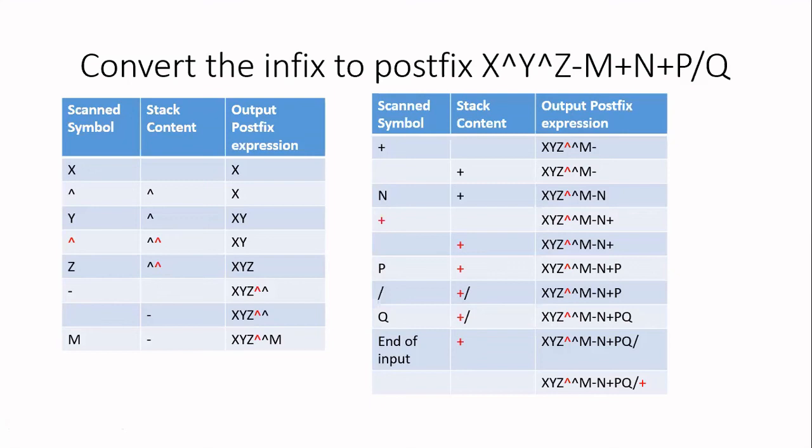So now I have to pop the red exponentiation first. That I will write at the output. Then I will pop the black exponentiation. I will write it at the output. Now the stack is empty. So you can push this minus onto the stack. So we will have minus on the stack. Next, I'm scanning M. This is an operand. Write it at the output.